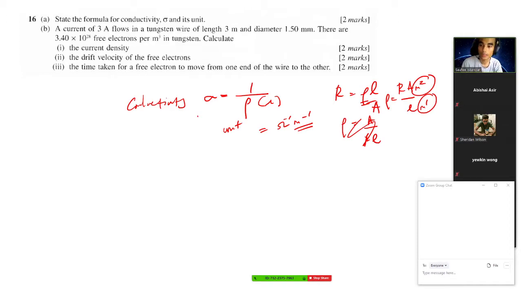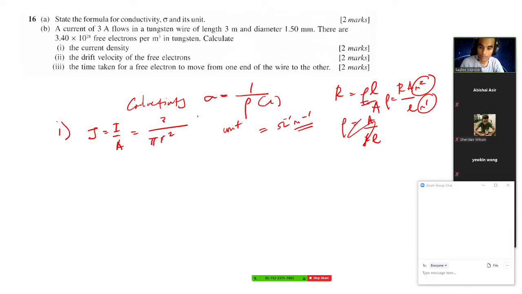Okay, 16b. A current of 3 ampere flows in a tungsten wire with length 3 meter and diameter 1.50 mm. There are 3.4 times 10 to the 28 free electrons per meter cube in tungsten. Calculate (1) the current density. Current density J equals I over A, which is 3 divided by pi r squared.